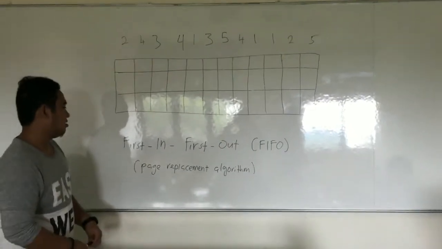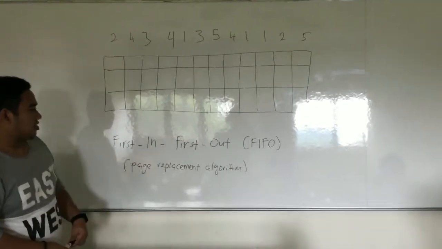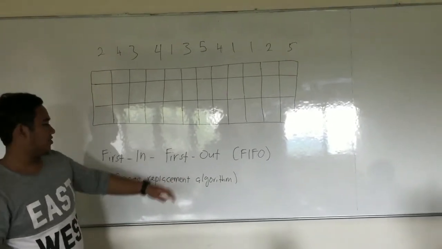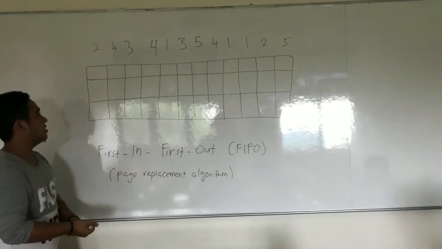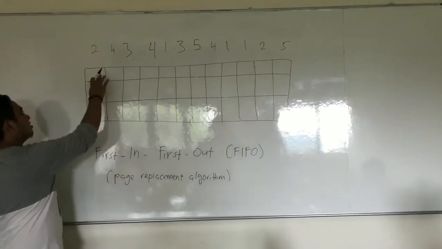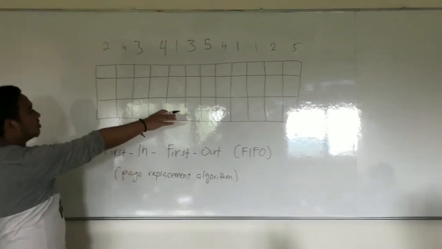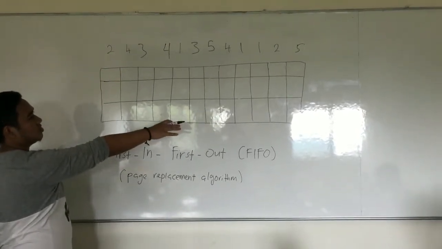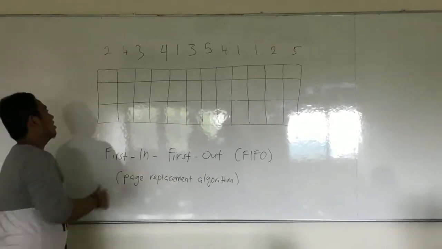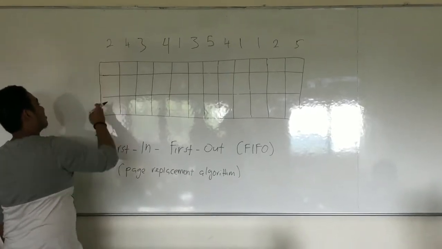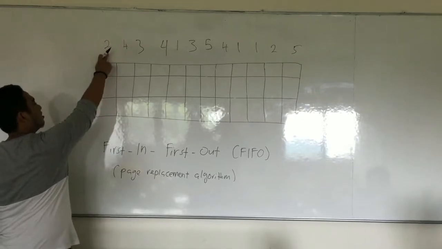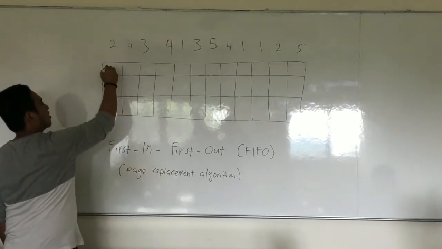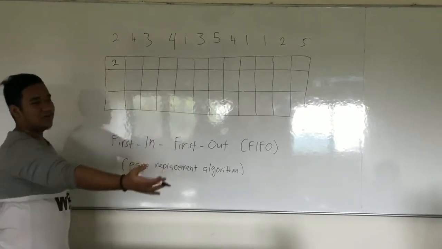So I'll be teaching about first in, first out. The short term is FIFO, and this is the chapter of page replacement algorithm. Alright, so let's begin. So these are the numbers that we choose. Okay, so in the first column and the first row, you just simply pick the number and just put it there. Just simple like that.